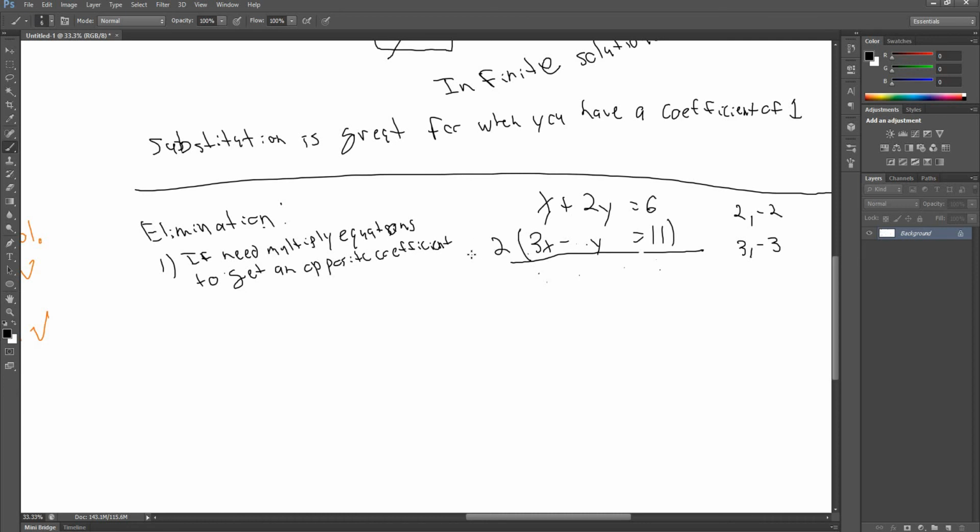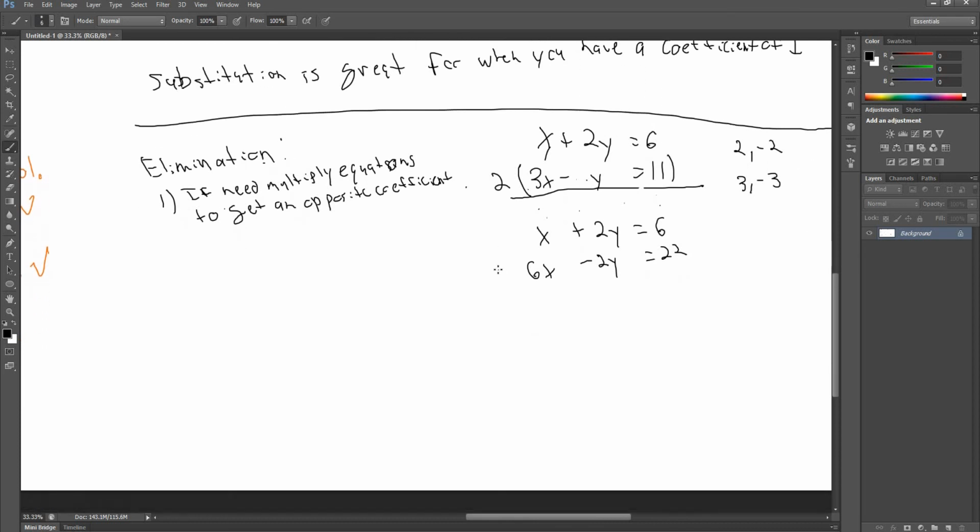So my first step I'm going to do times 2, so I'm going to rewrite my equation. This is x plus 2y equals 6, 6x minus 2y equal to 22. 2 has to go to everything, including across the equal sign. We need the equation to stay balanced, in other words, the same.